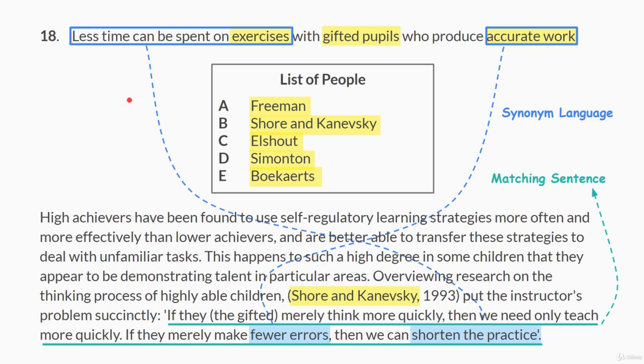Do you see that? Do you see how we're working backwards? So once we have located the keyword Shoren-Konevsky, then we start to read around that area and we see which question this sentence is matching up with. Where do we find the synonym language? In this case, we find the synonym language in question number 18. So that's how we know that the answer to question number 18 is going to be B.